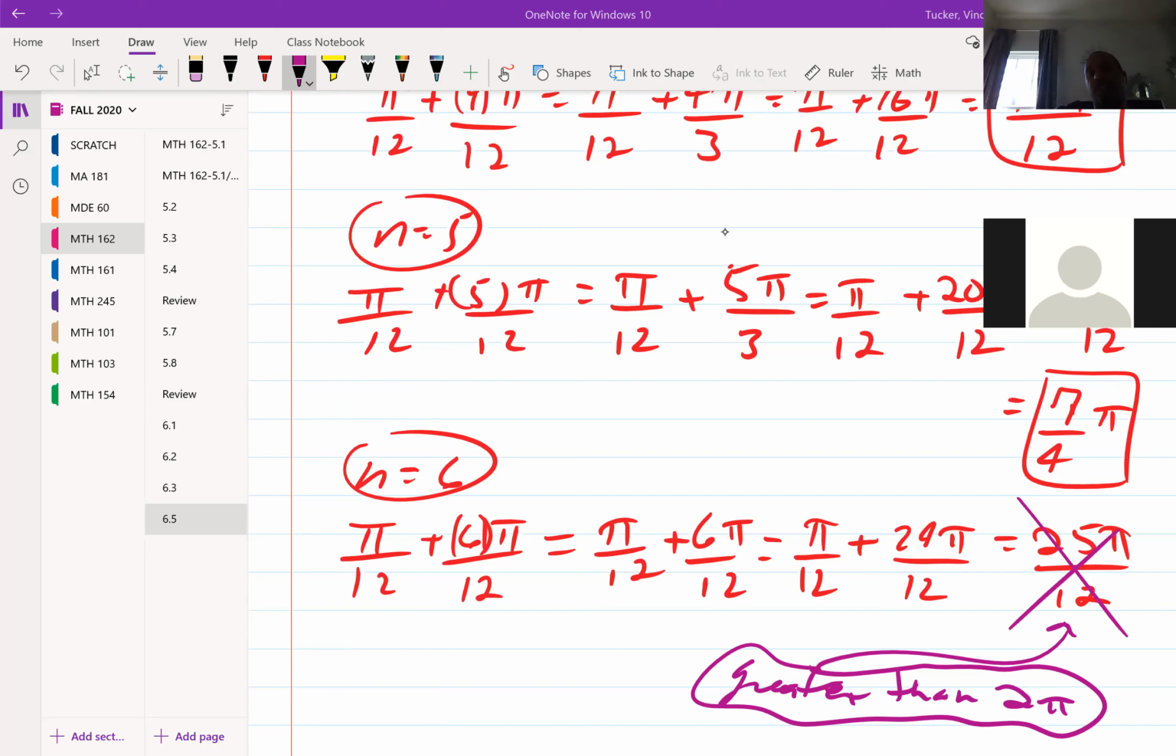And like I said, what would stop you from going any further is recognizing once you plug in a value, you went over 2 pi. And remember, our interval went from 0 to 2 pi. So we had to consider all of those values.